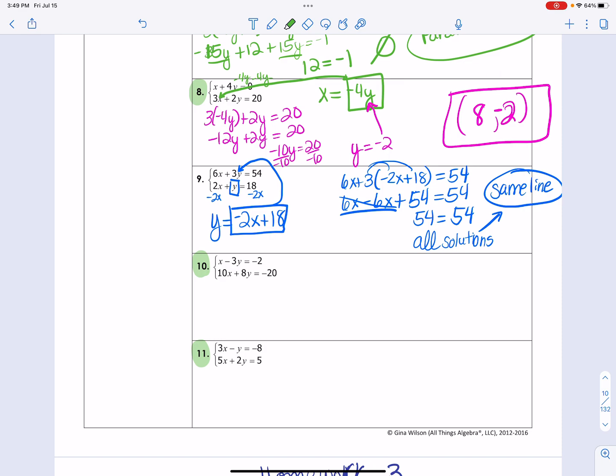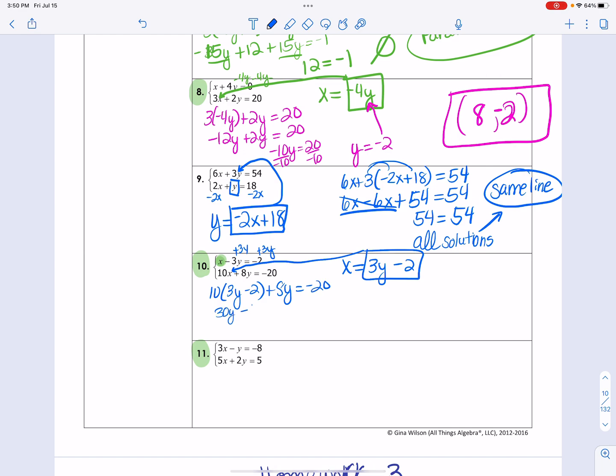So on 10, I'm going to make my life easier. This x is by itself, so I'm going to add 3y, and I get x equals 3y minus 2. I'm going to take that and plug it into this 10x. So I get 10 parentheses 3y minus 2, plus 8y equals negative 20. Multiply in, you get 30y minus 20 plus 8y equals negative 20. I'm going to put like terms together, and that's 38y.